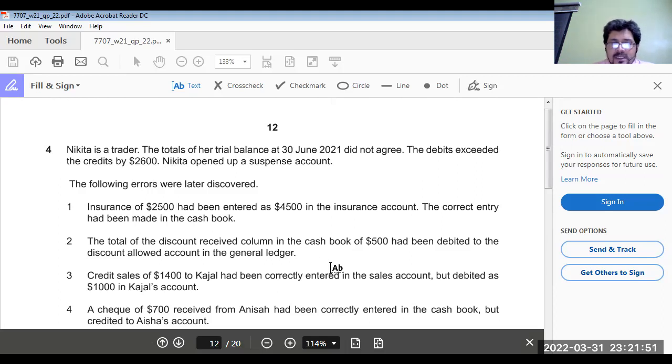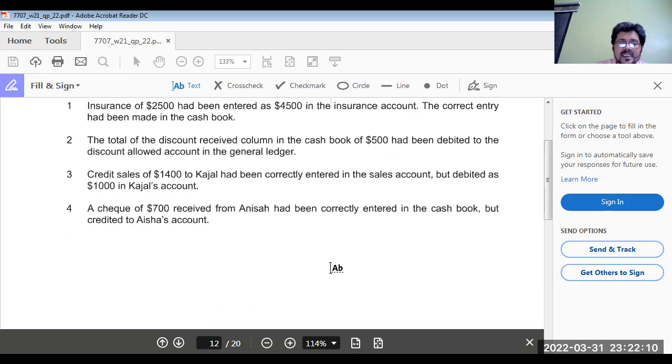Now, the total of the discount received in the cash book of 500 was debited to the discount account. When you debit discount received, it means you have to credit discount allowed first. Then you have to credit discount received as well because it was originally not credited. So you have to credit two things: discount received and discount allowed. And a trade sale to Kajal was collected but debited as 1,000 in Kajal's account. Again, you have to increase the Kajal account by 400.